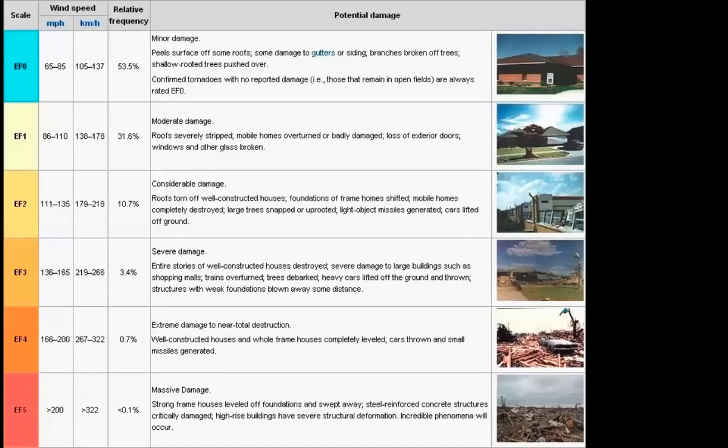So here's just a big picture of the scale. It gives you wind speeds in the first column, miles per hour. Then it gives you the relative frequency over here. And then this is the potential damage that can be done. And then obviously the last picture shows you what the damage can actually look like.